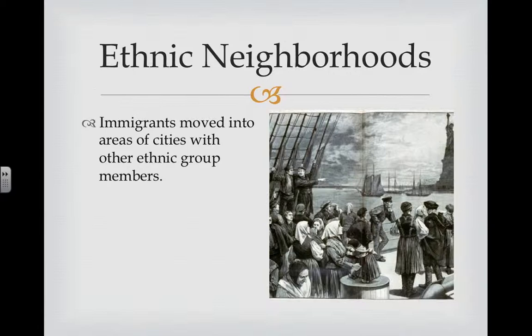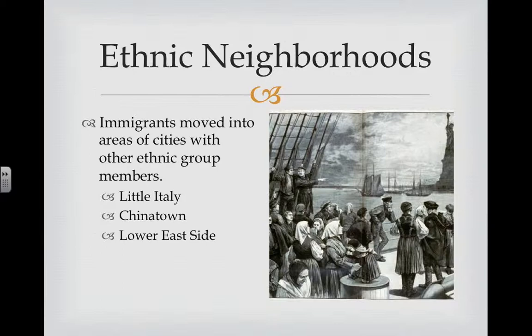And so the different ethnicities would sort of settle, and so there would be a section of the area where the Polish settled, and there would be a section of the city where the Italians settled, and there'd be a section where the Chinese settled, or the Koreans settled, or the Germans settled.